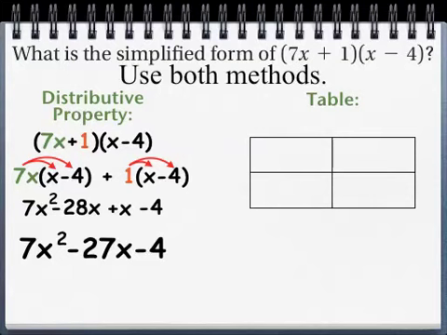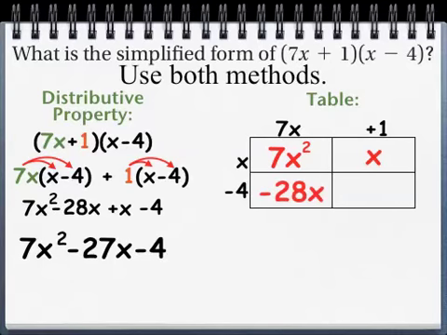Using the table method, I'm going to break up 7x plus 1 into its terms on my top. And then going down the side, I'm going to break up x minus 4. And just like with the last table method, I'm going to multiply whatever two numbers are meeting in each of those rectangles, or each of the columns and rows. So 7x times x is 7x squared. x times 1 is just 1x or x. Negative 4 times 7x is negative 28x. And negative 4 times 1 is negative 4.